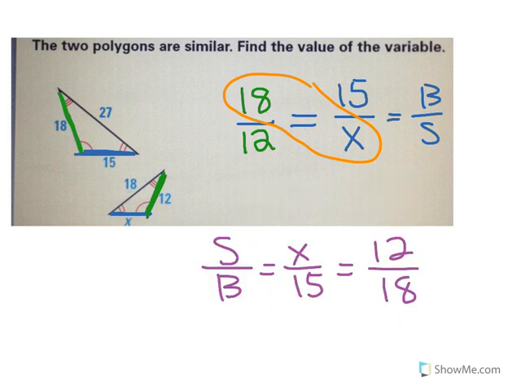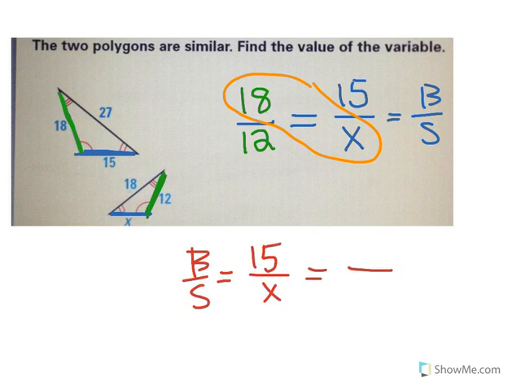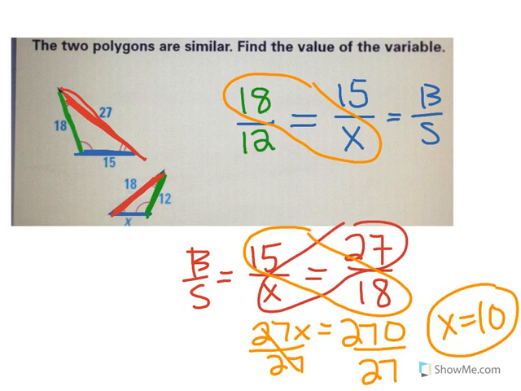You could have also set it up small triangle over big triangle, in which case everything would just be flipped. Or you could have chosen to use 27, the side right here, and in this case, it would need to go on the top, along with the 15 from the big triangle, and then the side that corresponds with that is the 18 from the small triangle. Okay, and then when you cross multiply, you're still going to get 10. So you just need to make sure everything is lined up and goes together in the right way.